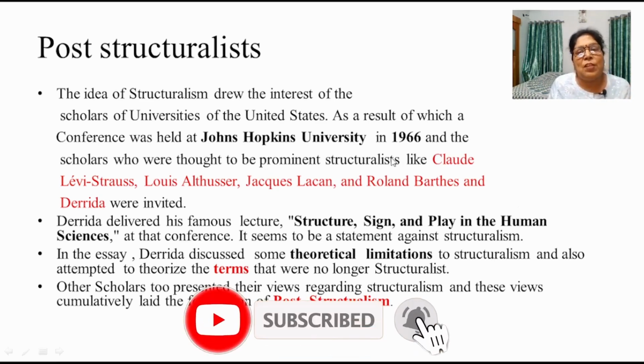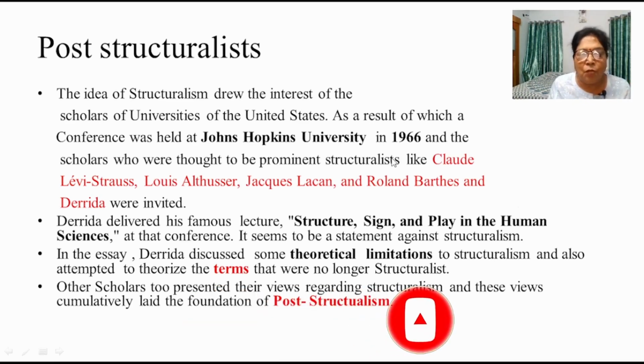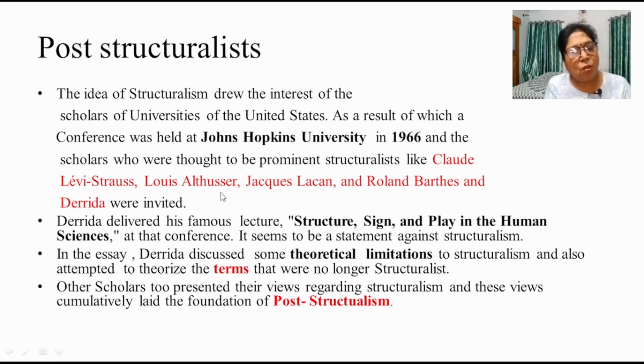Some prominent structuralists were called to that conference for their deliberation and expert opinion on structuralism, and they included Claude Lévi-Strauss, Louis Althusser, Jacques Lacan, Roland Barthes and Derrida. They all were invited to that conference. They delivered lectures there and tried to make the scholars in the United States understand the idea of structuralism. But when they were describing structuralism, something was added to it, and some of the points deviated from structuralism, and from there onward the origin of post-structuralism took place.